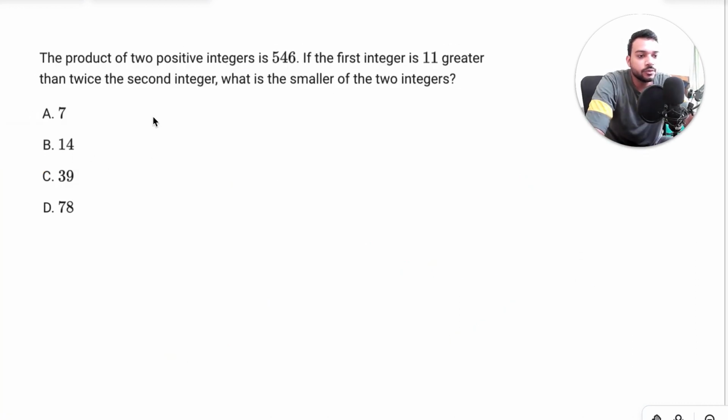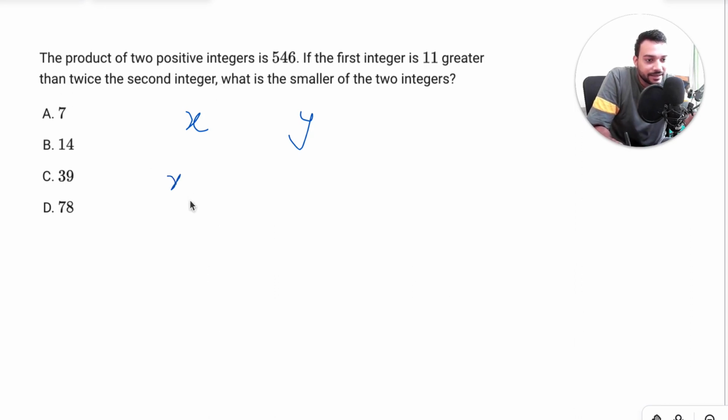The product of two positive integers is 546. If the first integer is 11 greater than twice the second integer, what is the smaller of the two integers? This is a good question. The solution would be short, but it's very important that you properly translate what's written in words into mathematical equations. So linear equations. Product of two positive integers, let's say the two positive integers are x and y. Okay. First integer is 11 greater than twice the second integer.